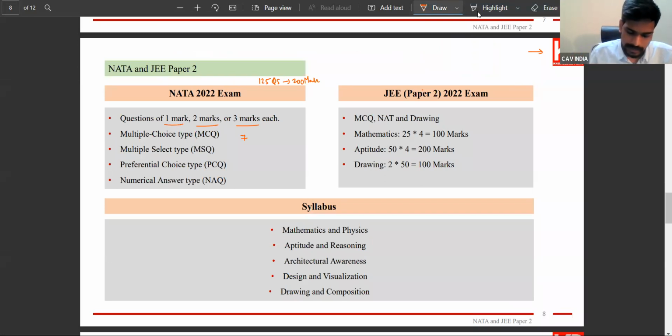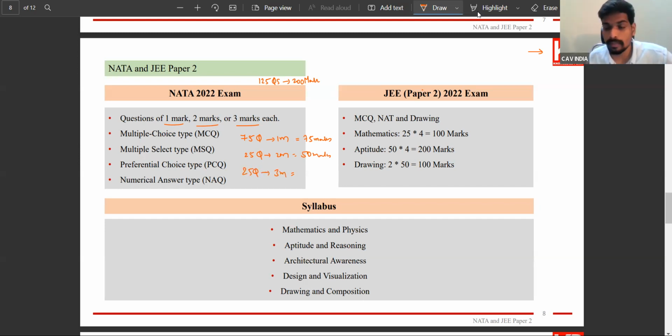Anyways, let me tell you about the distribution of the questions in the NATA exam. There will be 75 questions of 1 mark each, so the weightage of it will be 75 marks. And there will be 25 questions of 2 marks each, so the weightage will be 50 marks for this part. And there will be 25 questions of 3 marks each.